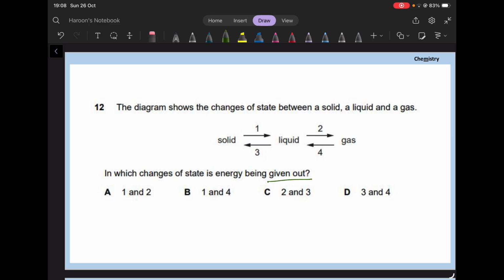So first of all, solid to a liquid state, this would be melting, energy taken in. Next, liquid to a gas state, boiling, energy taken in again. Reverse of boiling, condensation, energy given out or released. And next up, liquid to solid state, this is freezing or solidification, and in freezing, energy is also given out, it is released. So 3 and 4 is what we're looking for, D.